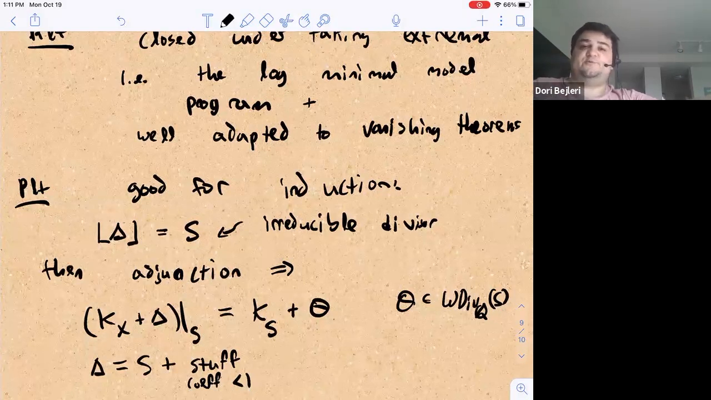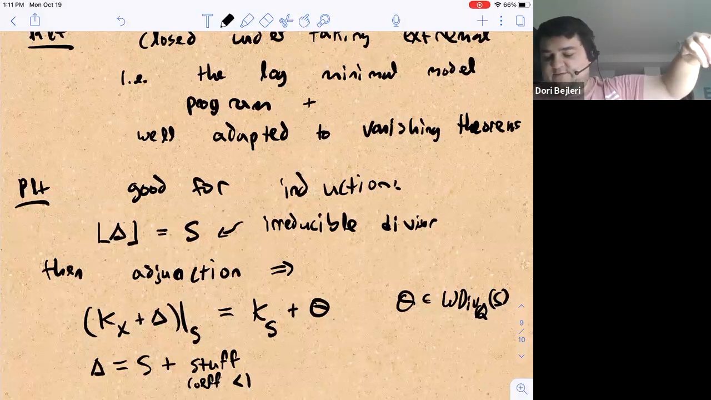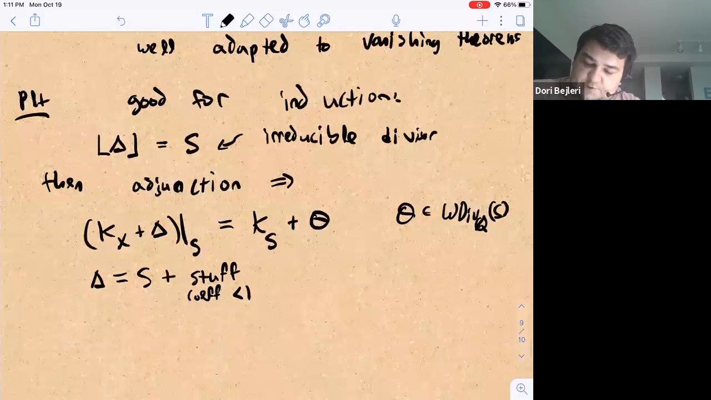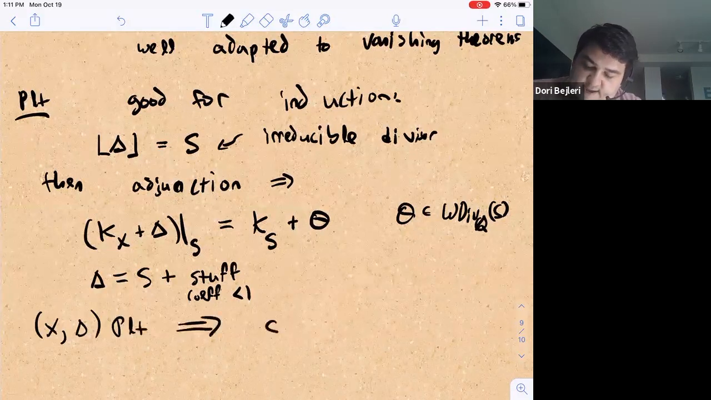But then there's also a contribution coming from the other part of delta that's also included in this theta. So this theta includes both singularities of S and the contribution from the divisor that's not contained in S. But the upshot is that (X, delta) PLT implies that (S, theta) is KLT.